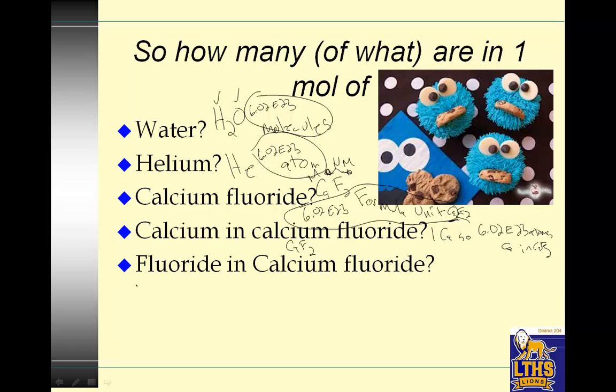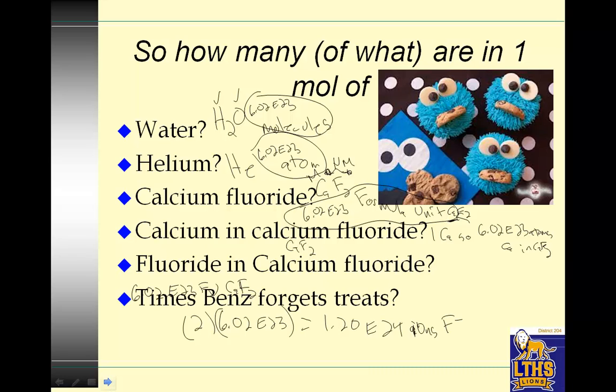Now, in calcium fluoride, I know I have 6.02 E23 formula units of calcium fluoride, but if I want to know how many fluorines I have in there, don't I have two of them? Or fluorides, actually, which is the F negative part. So wouldn't I get twice as many? So I would have 2 times 6.02 E23, which would be 1.20 E24 ions of F minus.